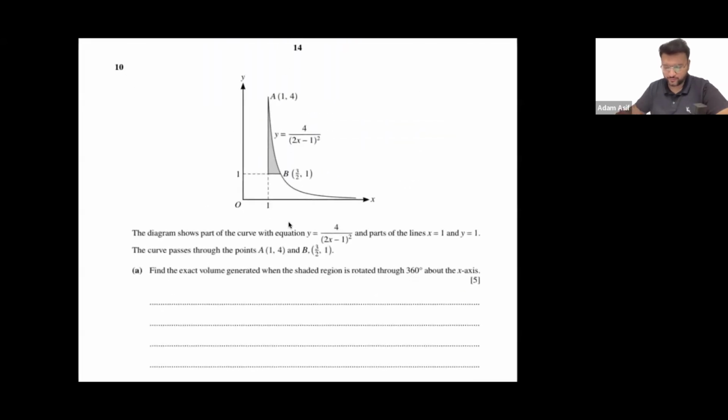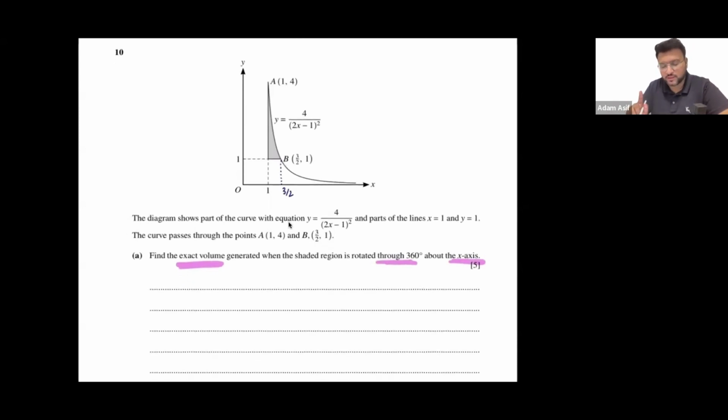Question number 10. The diagram shows part of the curve with the equation y equals 4 upon (2x minus 1) square and the part of the line x equals 1 and y equals 1. This is the line x equals 1. This is the line y equals 1. The curve passes through the points A, B. Find the exact volume generated when the shaded region is rotated through 360° about the x-axis. Okay, so the starting limit is 1 and the ending limit is 3 upon 2.